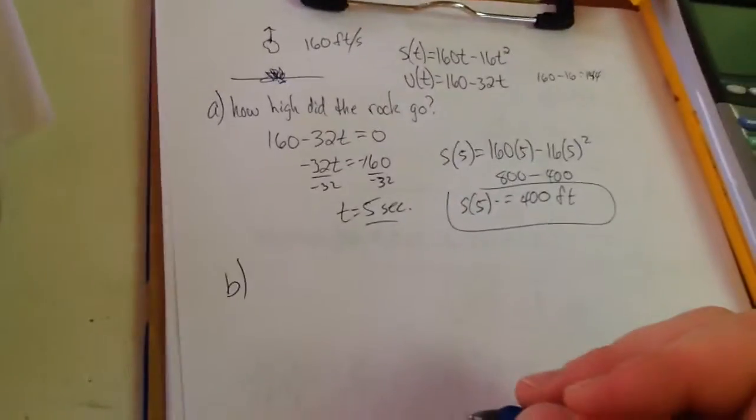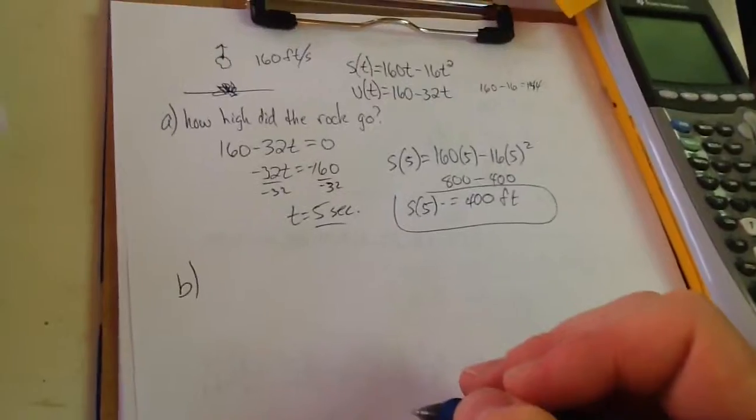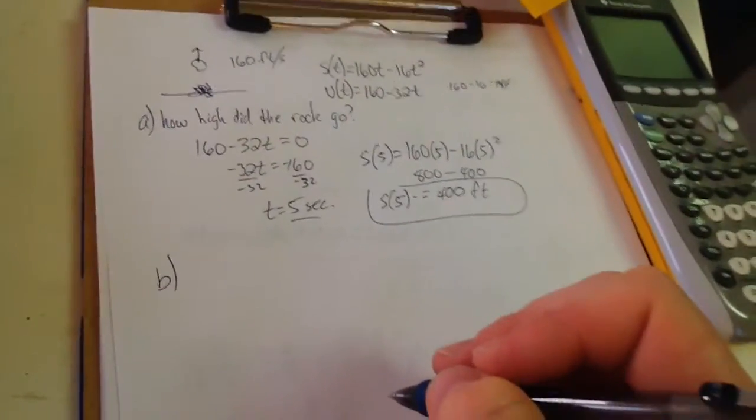B asks, what is the velocity and speed of the rock when it is 256 feet above the ground on the way up and on the way down?